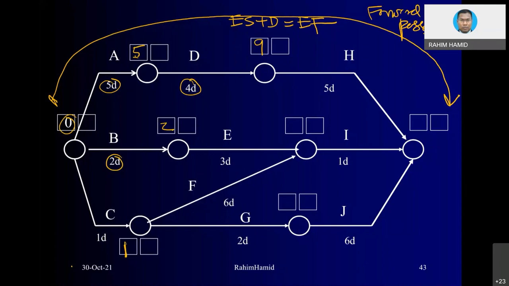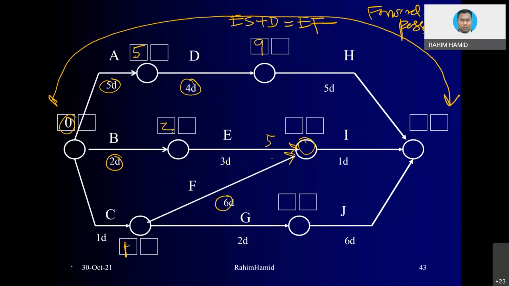Then you notice E and F. E and F, there are two arrows going into this node here. Now you need to evaluate for E, two plus three equivalent to five. You put it here first. And how about F? One plus six equivalent to seven.